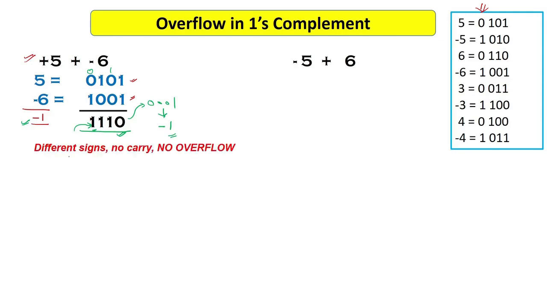Here we have different sign numbers, that is, one is positive and one is negative. We have no carry, which means we have no carry out bit. You can see from this 0 and 1 addition, I got no carry. The carry out bit is 0 only. So in this case we have got no carry, and there is no overflow also after adding this positive and negative number. I have also told you that while adding a positive and a negative number, you will not get overflow.